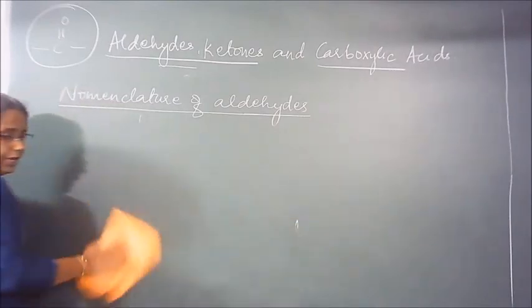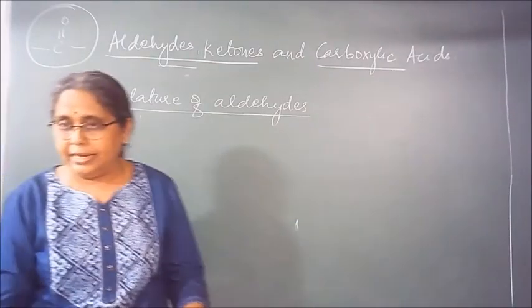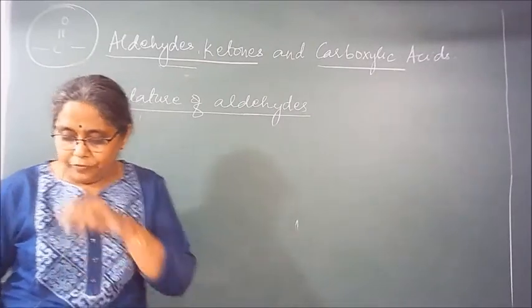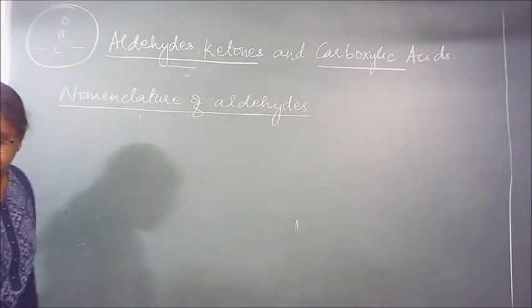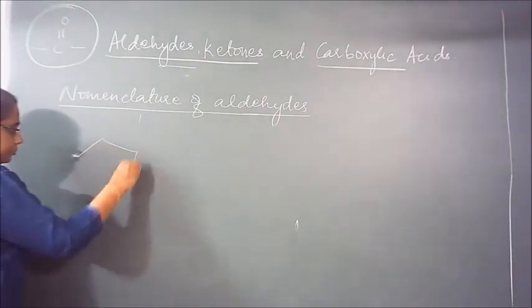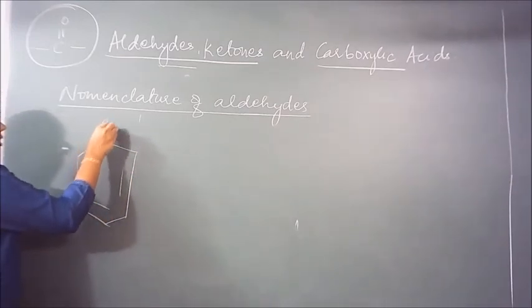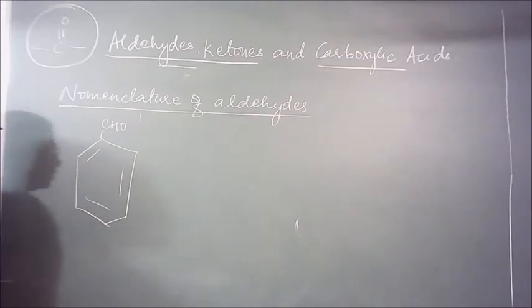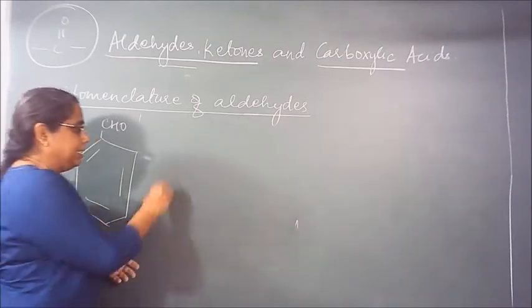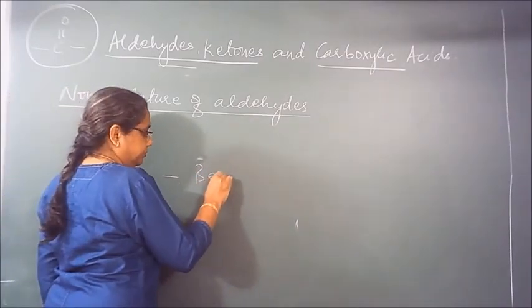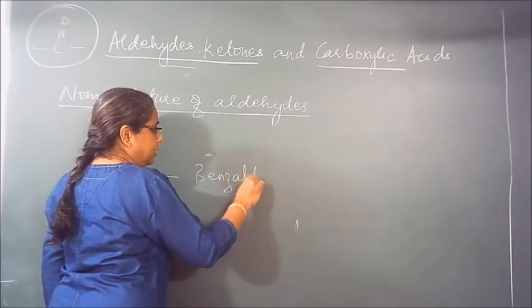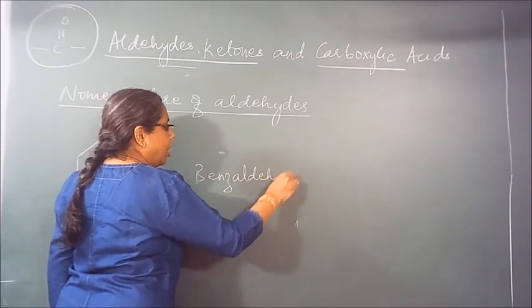Now we will go into the naming of aromatic aldehydes. Please write the heading: nomenclature of aromatic aldehydes. Okay, so we will first start with the parent aldehyde, which is what? C6H5CHO. This is called benzaldehyde.